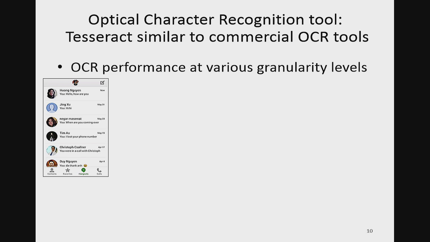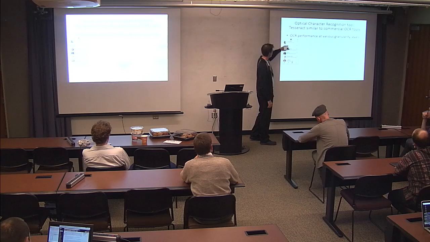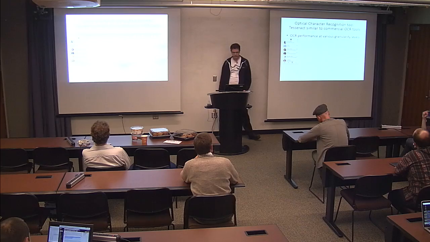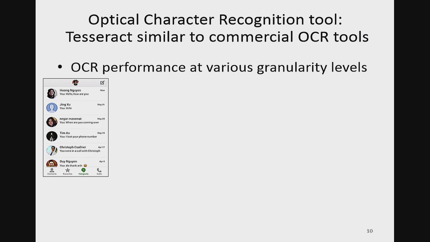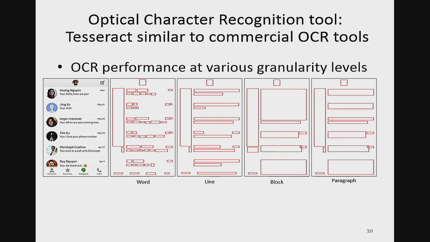On the other hand, a screenshot of a mobile phone application looks a little different because, as you see, the text is a lot sparser on this page, right? And there's also a mix of text and other elements like pictures, which leads to lower performance of OCR. So here is the same example applied with Tesseract without training in different modes of Tesseract. There are several modes, for example, detecting individual words, detecting lines, blocks, and paragraphs.